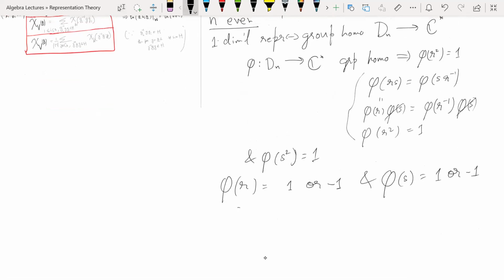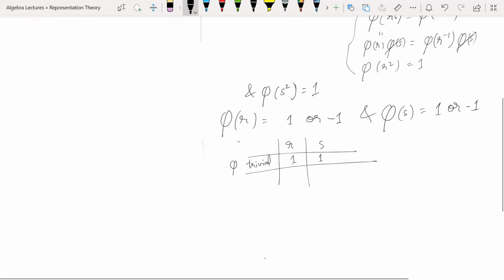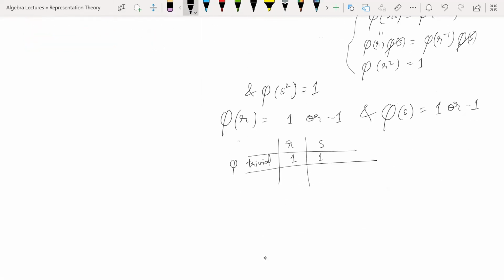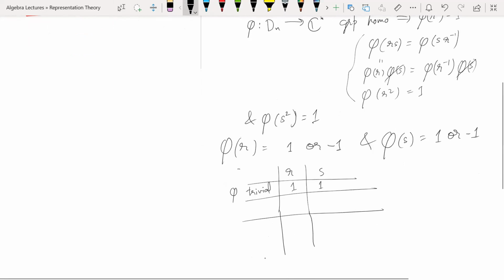So maybe I should have a way of writing down all the representations. So let me make a table here. R, S. Now 1, 1. So this will give you trivial. That means the group homomorphism and the representation, everything is trivial.